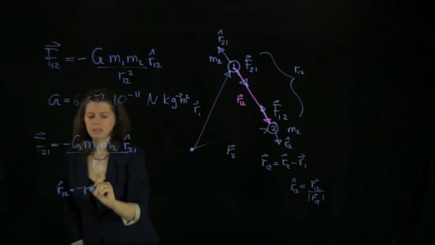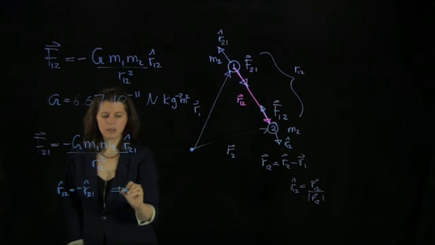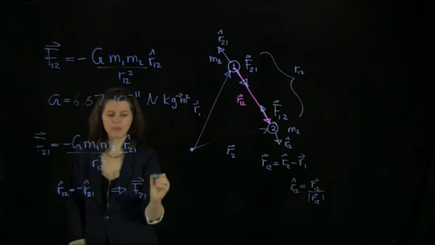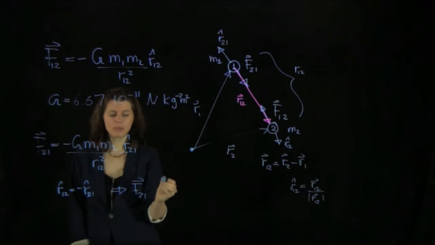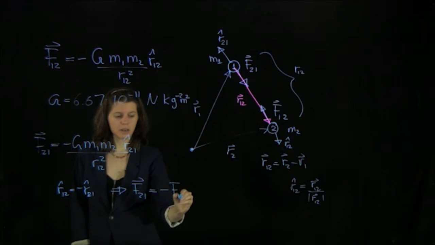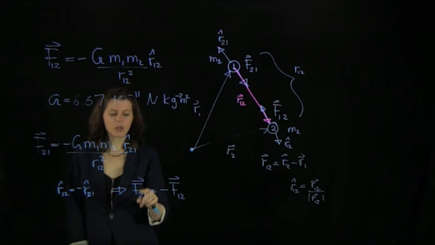But what we see from this one here, and actually from our diagram already, is that r12 equals minus r21. And so we see from this that Newton's third law, every action has an equal and opposite reaction, is true for this little setup here as well, because the forces are of opposite direction and of equal magnitude.